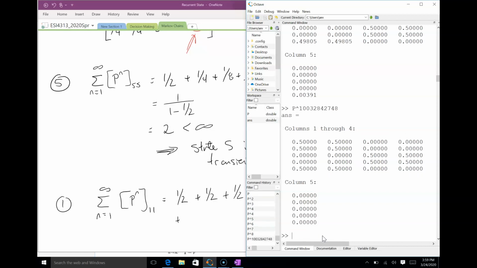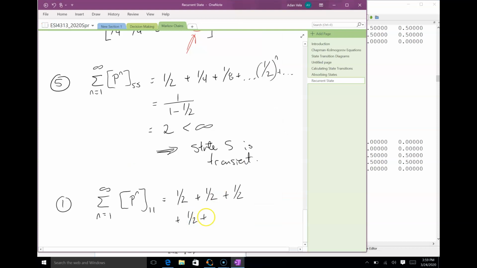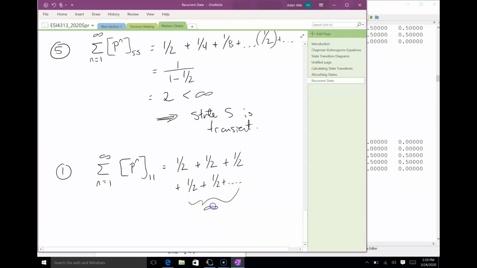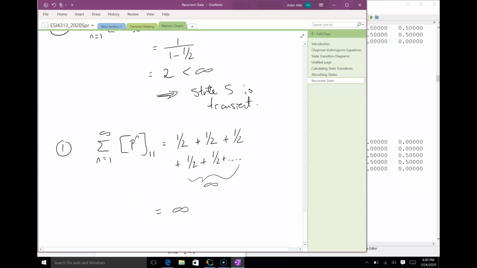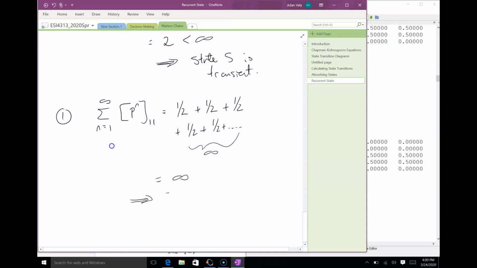I could do some random powers, and again, I'm getting 1/2 here. So in fact, what I keep adding is 1/2 plus 1/2 plus 1/2 plus 1/2, and we're going to do this infinitely many times. So the sum will end up being infinity, which implies that state 1 is recurrent. Because state 1 communicates with state 2, this implies that state 2 is recurrent as well. So there you go.